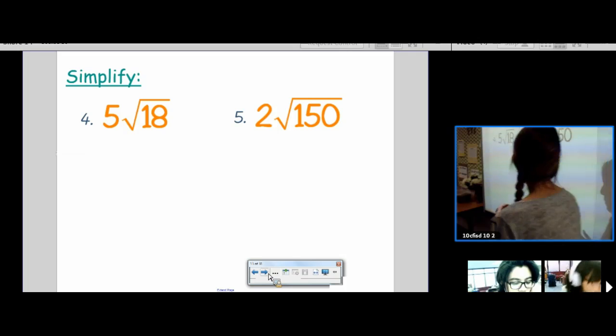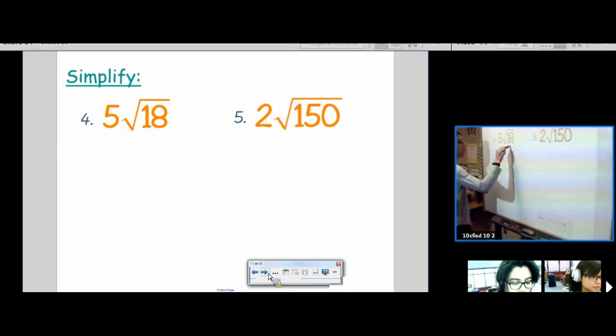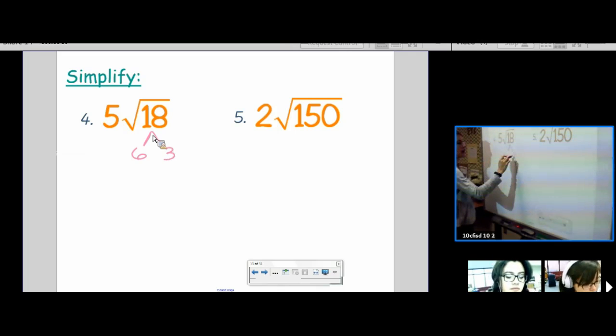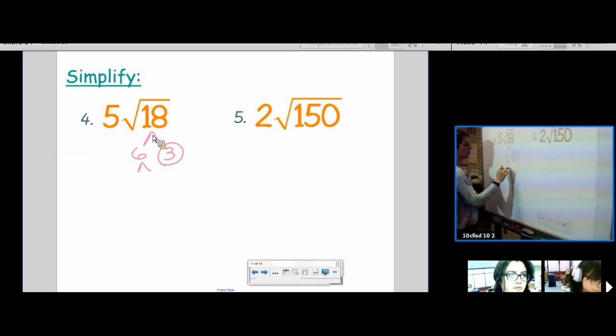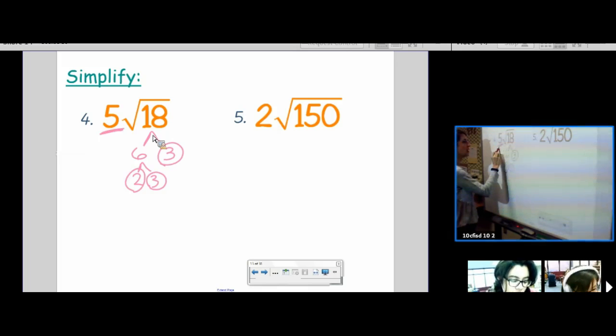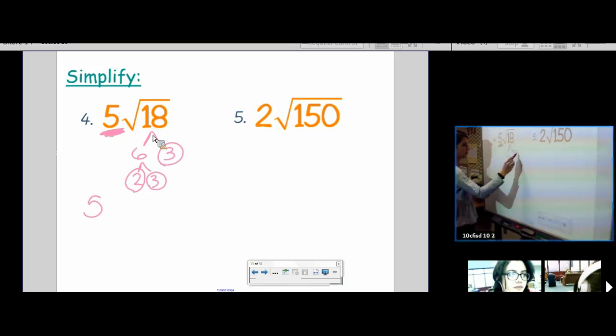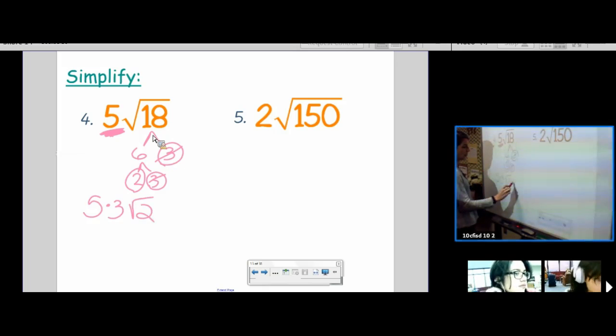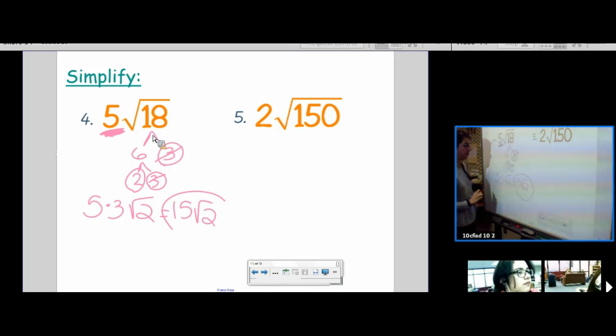All right, so you can check your answers as we work these. Remember, you can choose all different factors. I could have chosen 9 and 2. I went with 6 and 3. Now, what people forget a lot of times is the number that was already sitting there. So there was already a 5, a 3 escaped, and a 2 was left over. So 15 root 2. How'd you do?